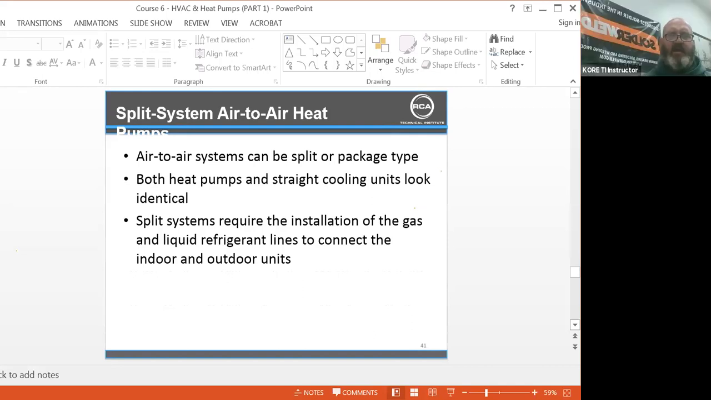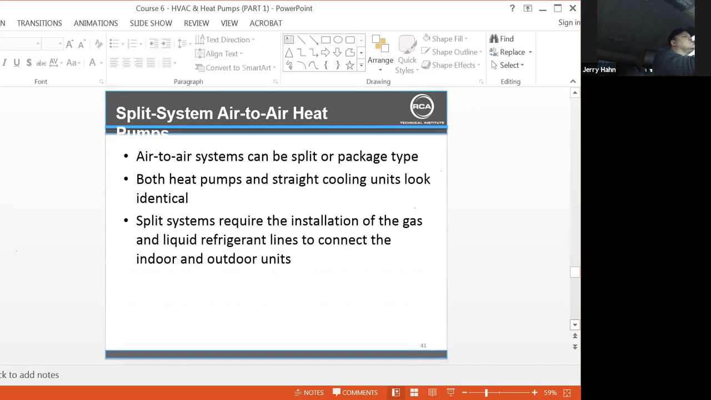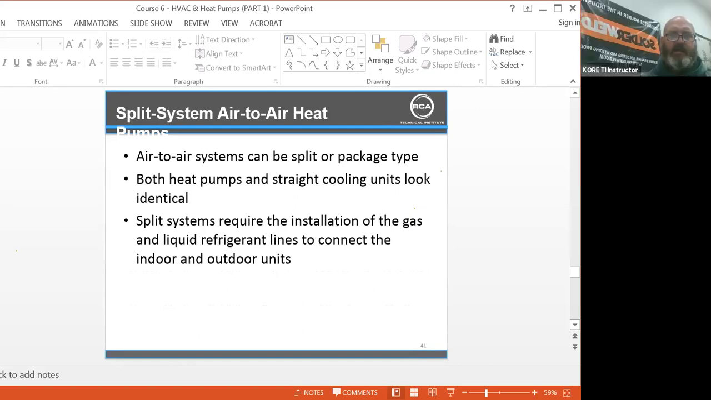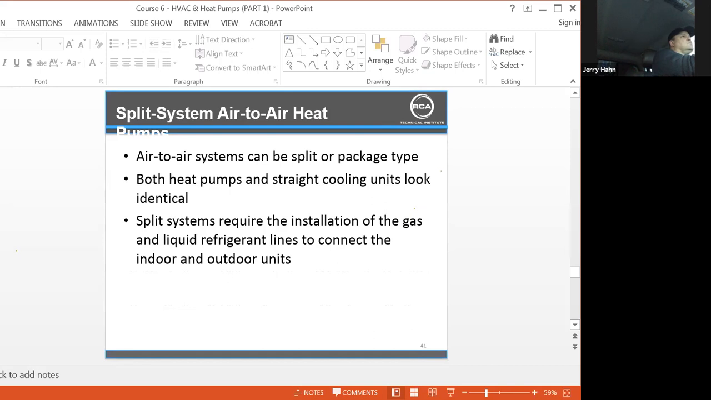Split system air to air heat pumps. Air to air systems can be split or package type. Both heat pumps and straight cooling units look the same. Split systems require the installation of gas or liquid lines to connect the indoor and outdoor units.